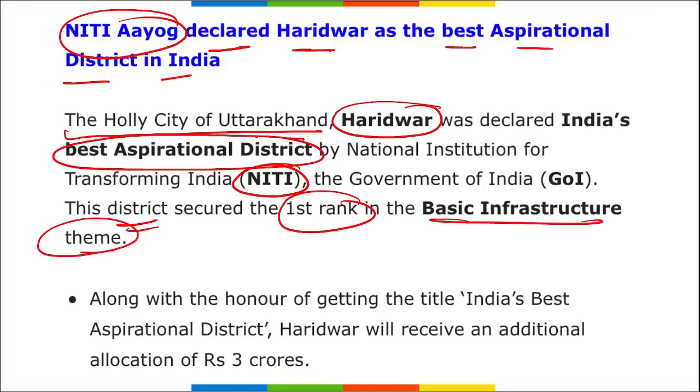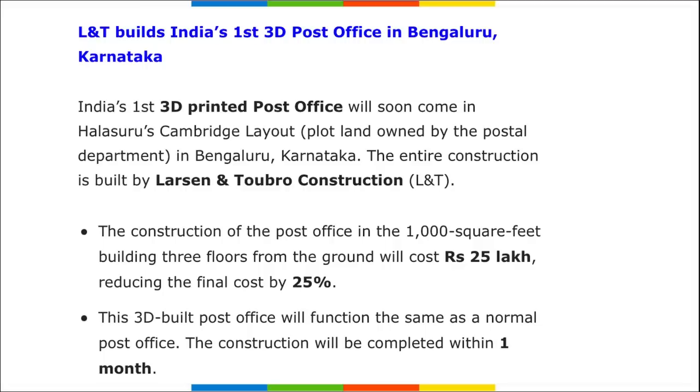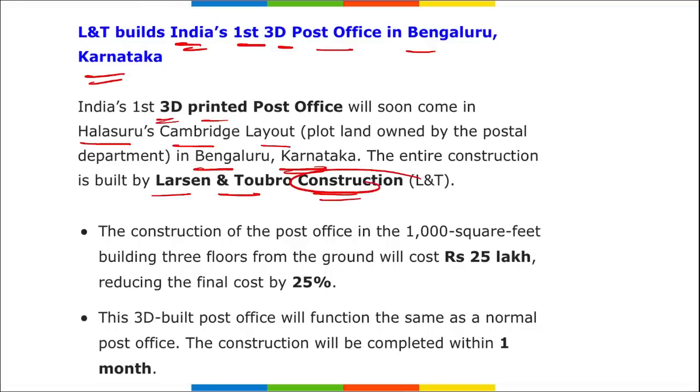Highly important. Moving on. Next, L&T. L&T has recently built India's first 3D post office in Bangalore, Karnataka. I repeat, India's first 3D printed post office will soon come into the Halsuru's Cambridge layout in Bangalore, Karnataka. The entire construction was built by Larsen and Toubro Construction Limited. I repeat, 2 to 3 questions, that the India's first 3D printed post office was built at what location? It was built at Bangalore, Karnataka.